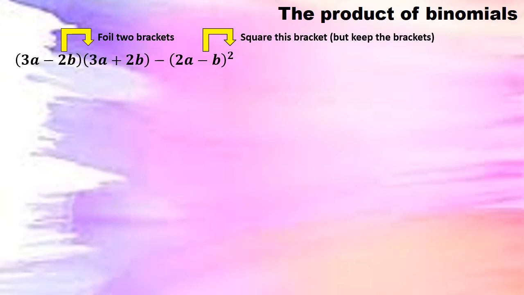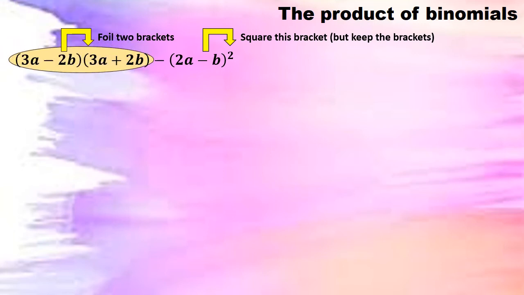Why do we have to keep the brackets? Because there's a negative in front of that bracket that first needs to be distributed to all the terms inside the bracket. So when you square that bracket, you are mainly just bringing that square in. You haven't distributed that negative yet.